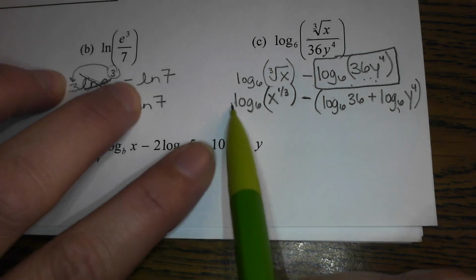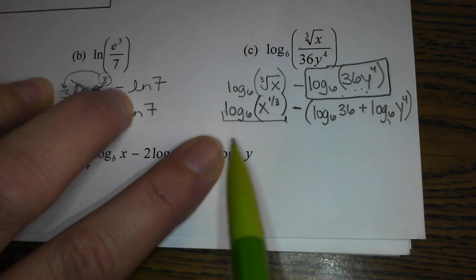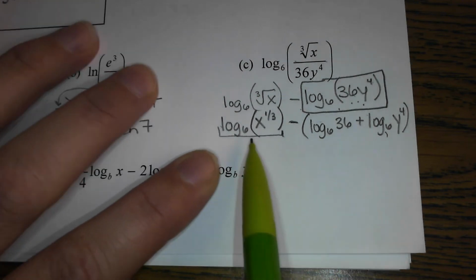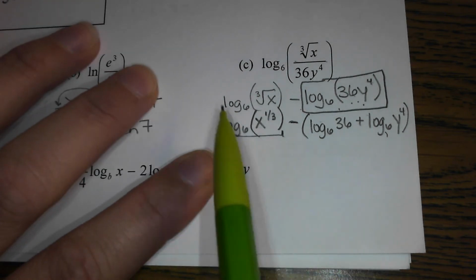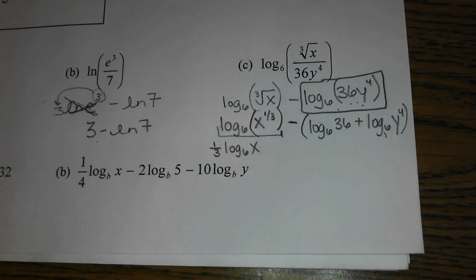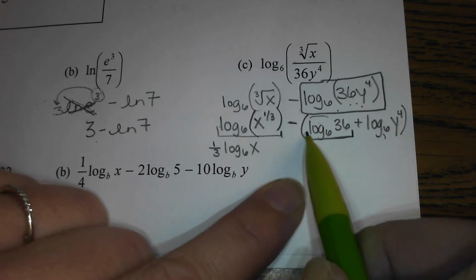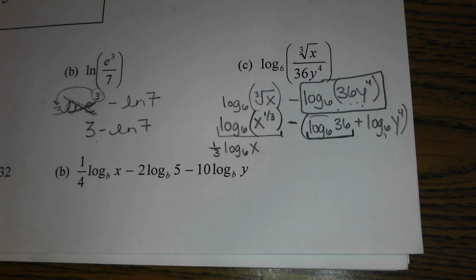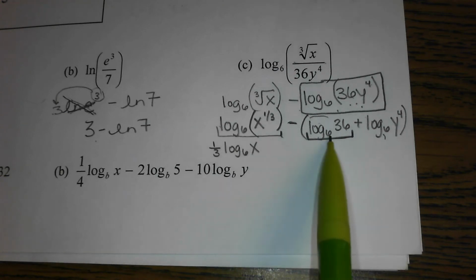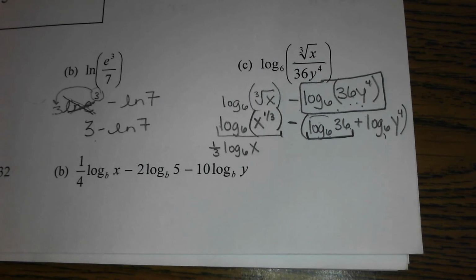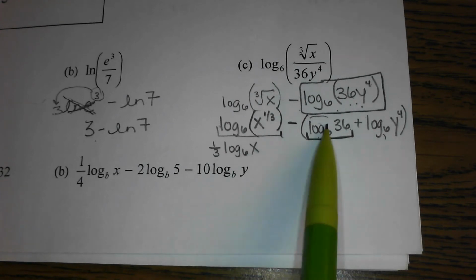What can we do to this thing that uses one of our properties? Bring the 1/3 out in front. So that'll be 1/3 log base 6 of x. What can we do to this term? You could, or treat it as the what power function. A base of 6 to what power is 36? 2. So that's just 2. So minus 2.